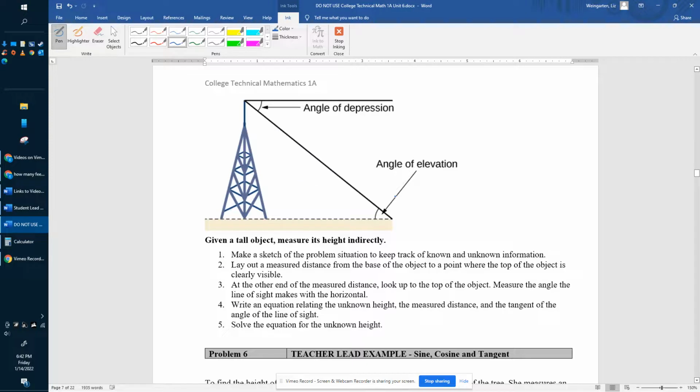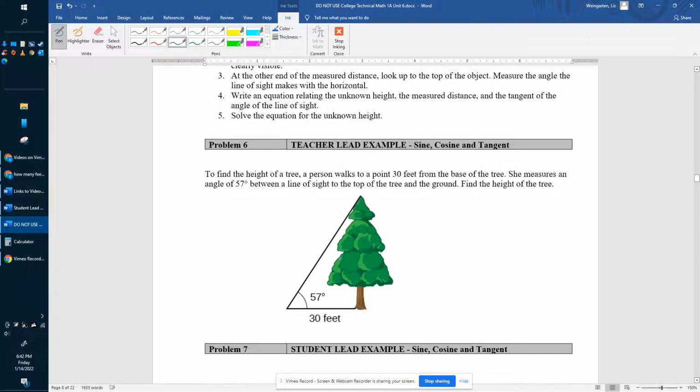Let's look at some application problems. So when we're talking about application problems, we have two angles that we're going to be looking at. The angle of depression means that looking straight on, the angle of depression is going to be moving down. There's also the angle of elevation, which means if you're standing on the ground looking up, the angle of elevation is going to go up. With these problems, it's going to be very helpful to sketch the situation and label it properly before going ahead and solving. So let's give this a whirl.